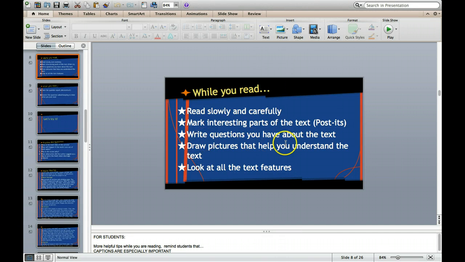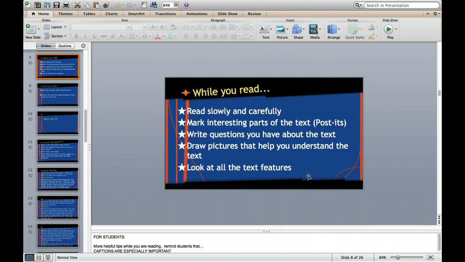Okay, write questions you have about the text. Put a little question mark by something if you think you need to come back and figure something out later. Drop this one, I don't really care for it, but some of you are more artistically inclined, so if you want to draw little stick figures to help you understand the text while you read, I guess that's a good strategy too. And then look at all the text features, right?